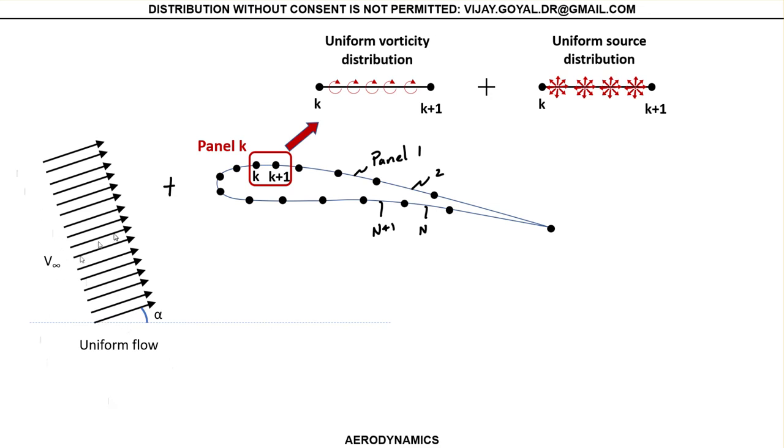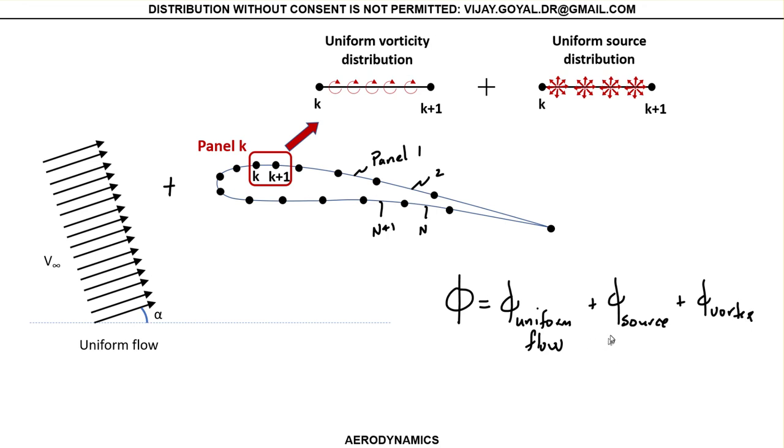What happens to the flow in my problem is also going to affect the behavior of my airfoil, right? So overall, what we are saying is that the total behavior will constitute what happens at a uniform flow, plus what happens to the source distribution, plus what happens to the vortex distribution.